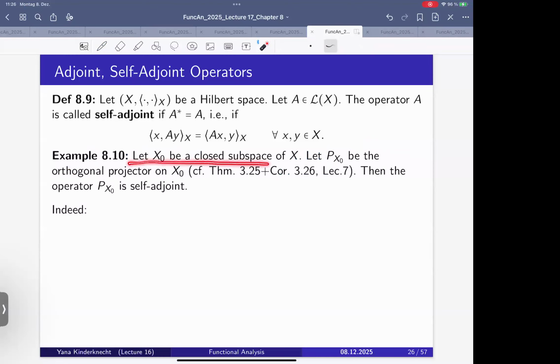Now some more examples. Let X0 be a closed subspace of a Hilbert space. Let P_X0 be the orthogonal projector on X0. This is where it was defined. Then the operator P_X0 is self-adjoint. So orthogonal projectors are self-adjoint operators. It's a very nice example.